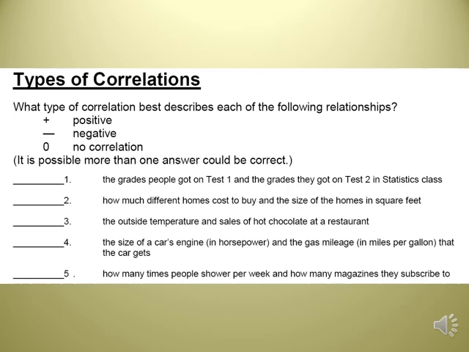Number 4 is also a negative correlation because if you have a more powerful car engine, your gas mileage is probably going to go down. That's a negative correlation. Last one, how many times people shower per week in the magazines they subscribe to. I think the best answer for that is 0. There's really no relationship at all.